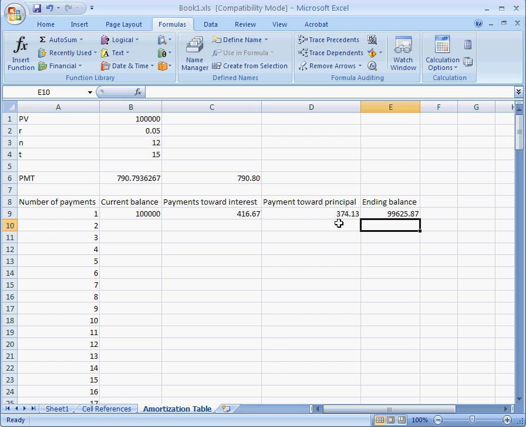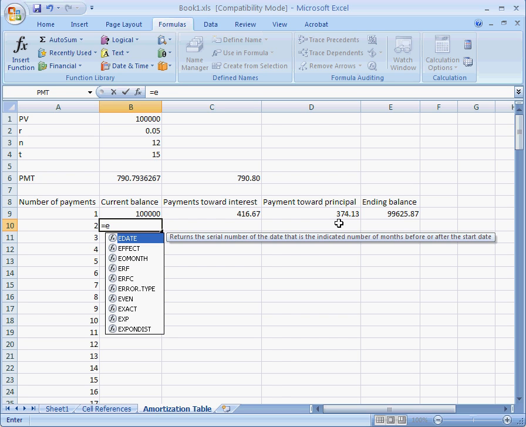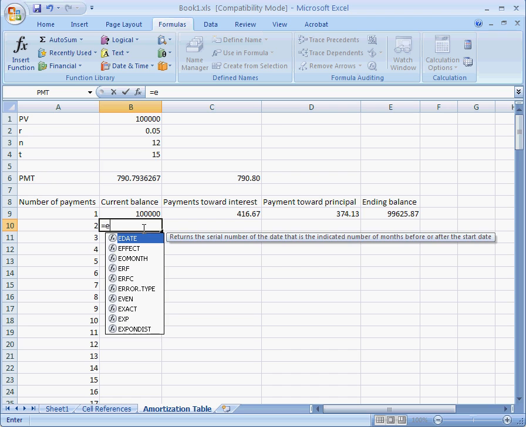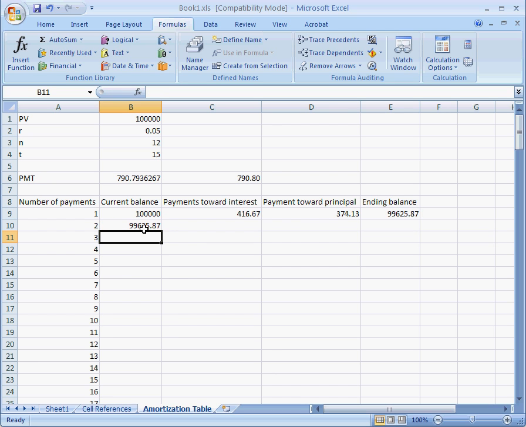Whew. Now the hard work's done. Now the power in using Excel is really in automating this process rather than in doing the calculations. So what's really nice here is the new current balance is just that ending balance from the previous line. So I'm going to put a reference here, I'm going to type that in, E9. Just bringing that down.